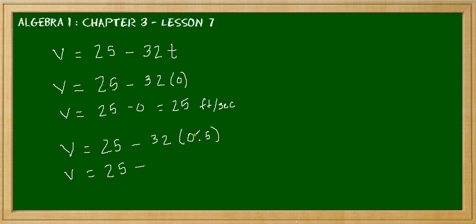Well, 32 times 0.5, you can either do this on your calculator, or you know that you're multiplying it by half. And so when you're multiplying by half, we know that half of 32 is 16, right? So we can now subtract 16 from 25, and we get 9. And that's 9 feet per second.